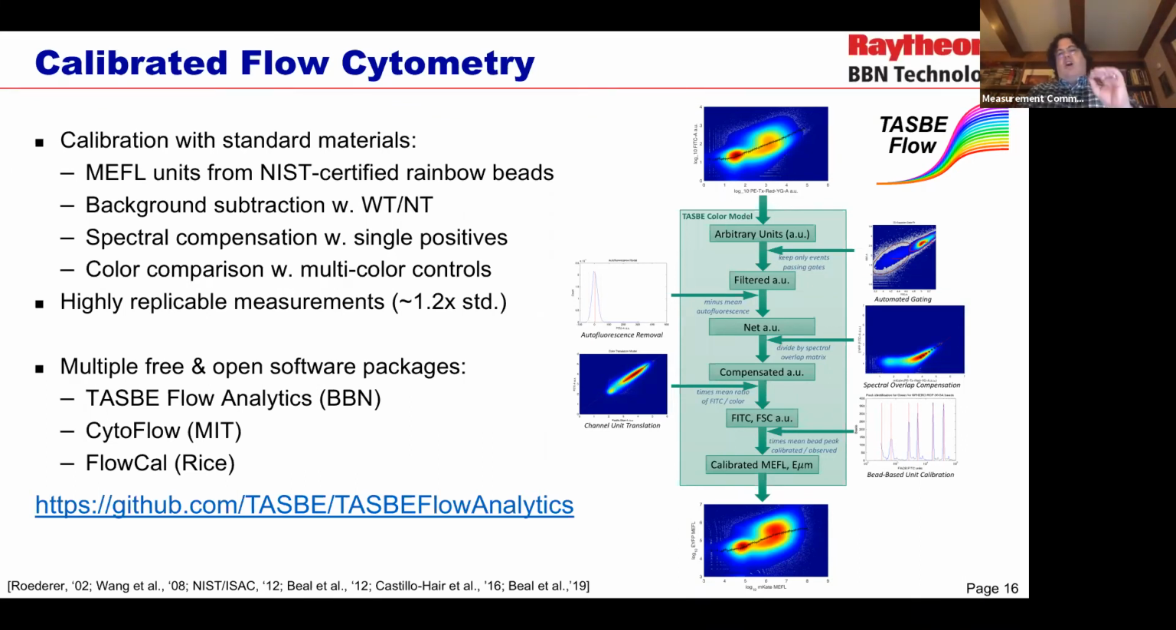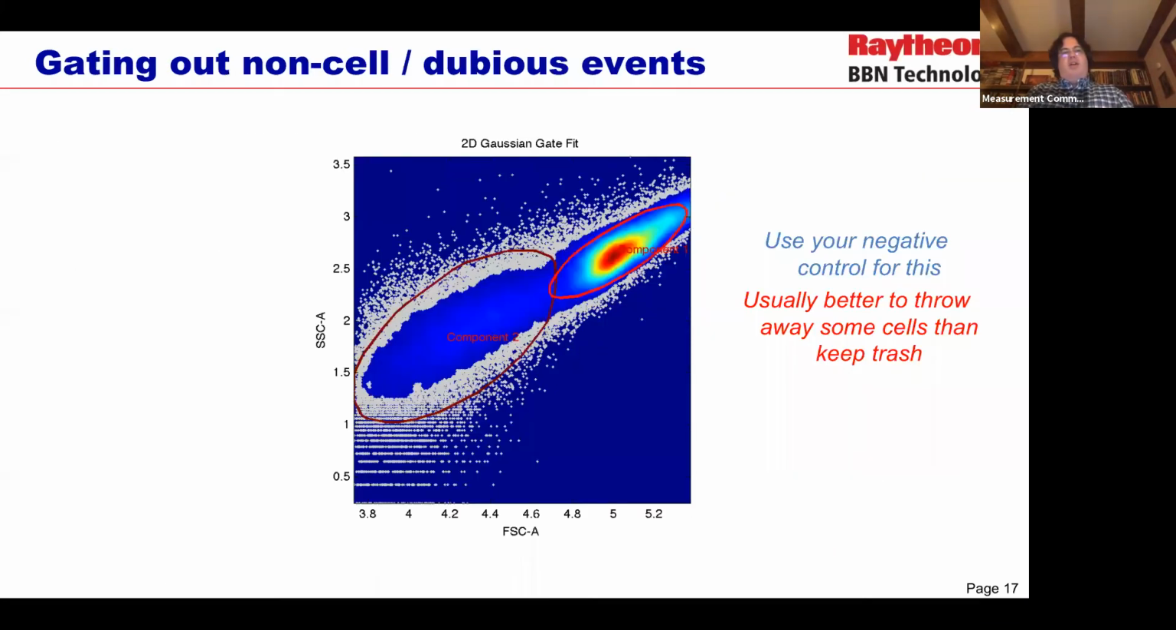So let's talk through these specific pieces one by one, starting with gating. This you want to use a negative control for. You want to be often somewhat aggressive in your gating. It's usually better to be a little bit tight than a little bit too loose, especially if you've taken a lot of data. You can afford to throw away some of it. If you've got 100,000 events, you can afford to throw away 20, 30,000. You've still got a lot of events to work with. Better to throw away a few cells than to keep too much trash.